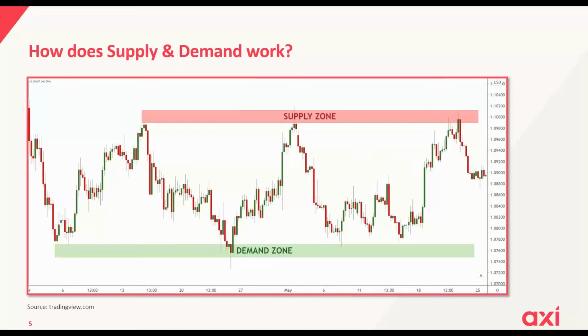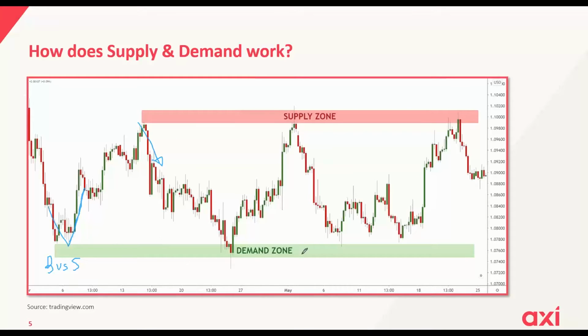I'm sorry. Now, supply and demand. This is the basis of how the markets move at any point of time. What determines if the market goes up or goes down? It's basically buyers versus sellers. If there are more buyers, it will go up, and if there are more sellers, it will go down.